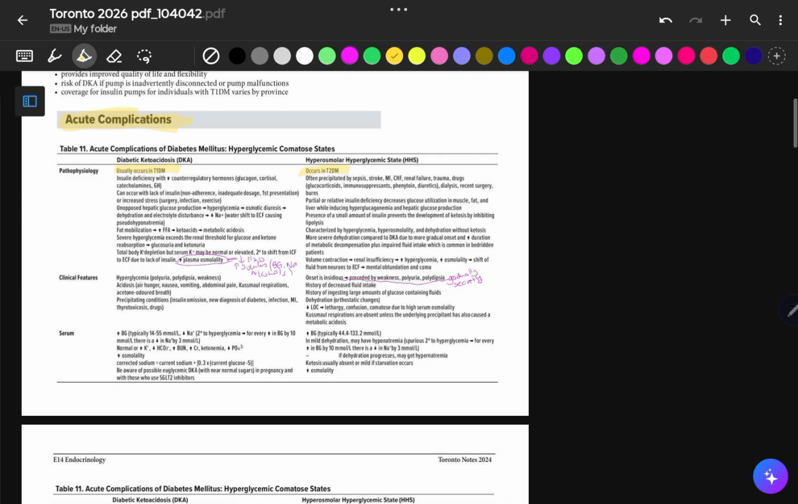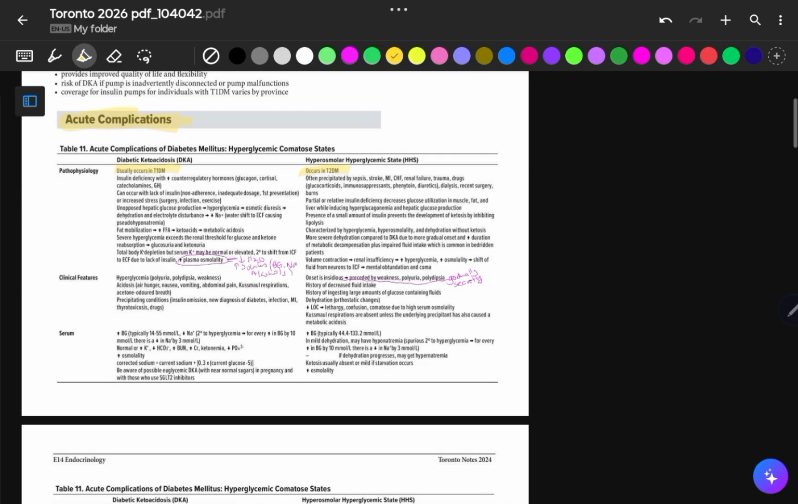If they ask why this patient is more dehydrated compared to DKA patients, it's because, number one, there is a gradual onset of symptoms. There's also an increased duration of metabolic decompensation, plus impaired fluid intake. Those patients are bedridden. They usually have trauma, maybe they are on dialysis, or they have recent surgery or burns, and they are not well hydrated. So that's why they present very dehydrated the moment they are diagnosed.